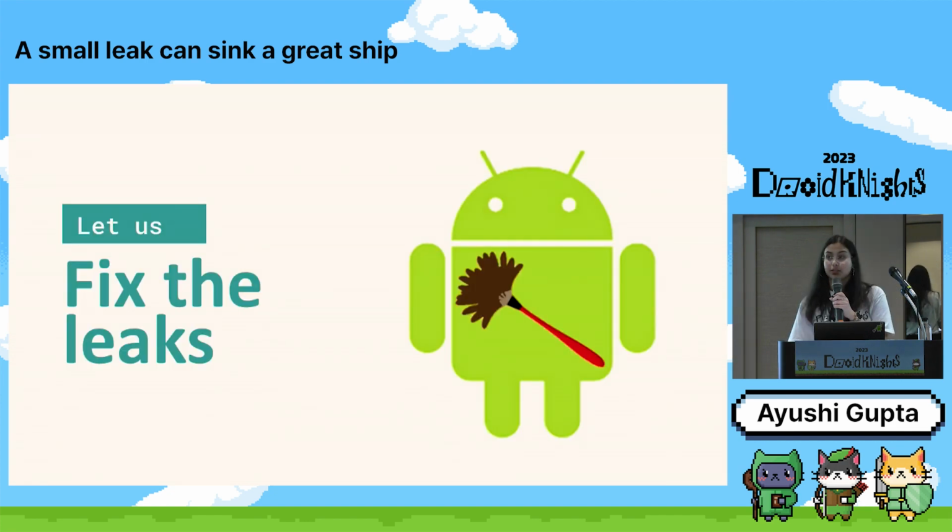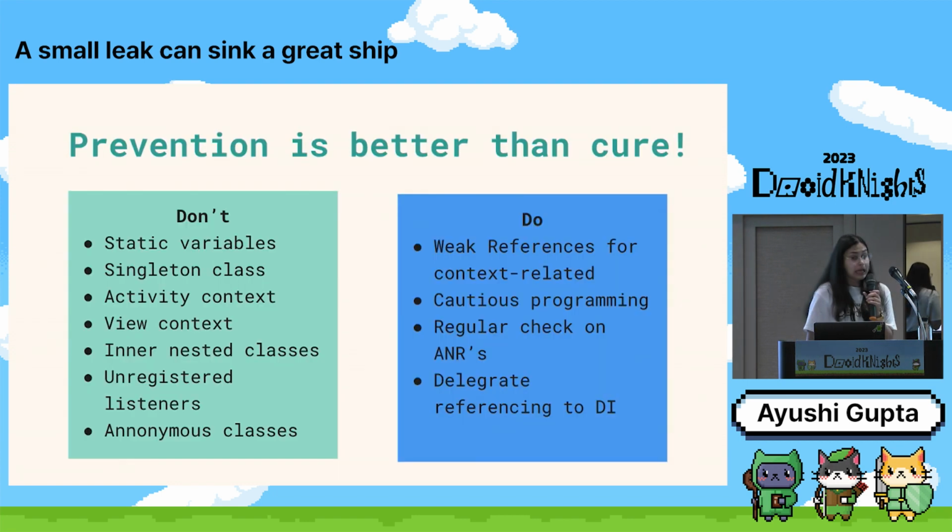I guess this is what remains. Let's try to fix the leaks. Memory leaks are going to cost you a lot in terms of app performance and in turn, user retention too. So here are some do's and don'ts that you can incorporate in your coding style to avoid leaks. I'm not going to go through each of them one by one, but this could help you a bit.